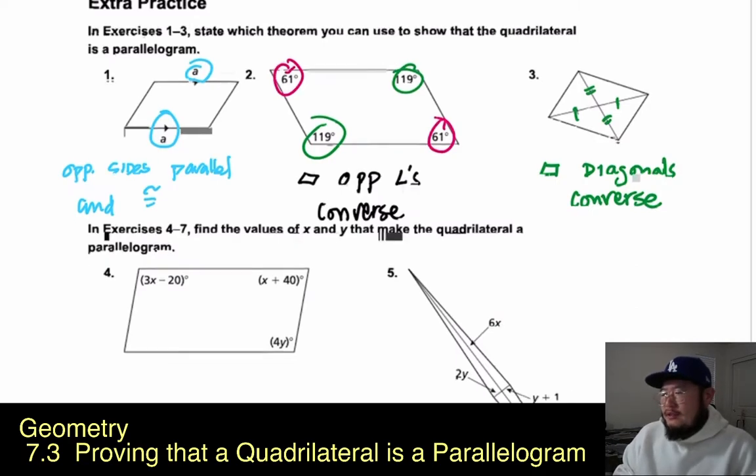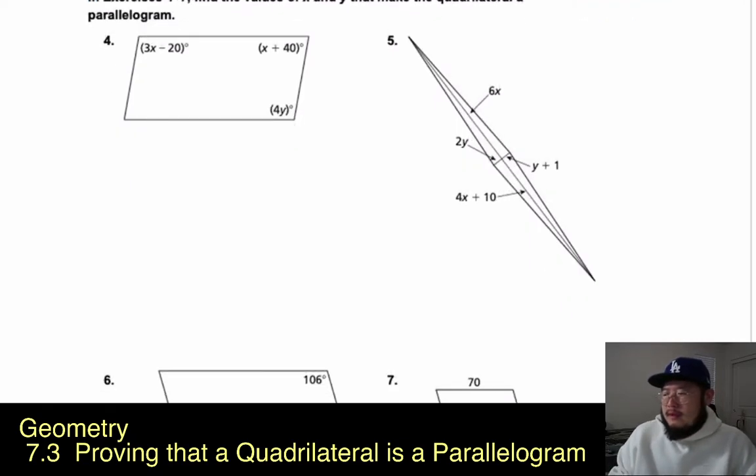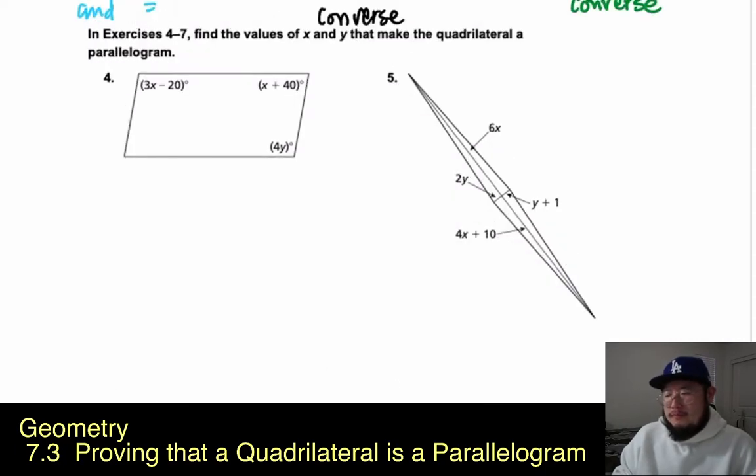Find the values of x and y that make the quadrilateral a parallelogram. All right, so thinking about what we know about a quadrilateral that's a parallelogram. Remember, if this quadrilateral is a parallelogram, then we should know, one, opposite angles are congruent. So that's one thing. But if I look at the opposite angles, the 3x minus 20 and the 4y, we have a problem there because we've got two variables, right? So if I set them equal to each other, I'm not going to be able to solve necessarily for x and y.